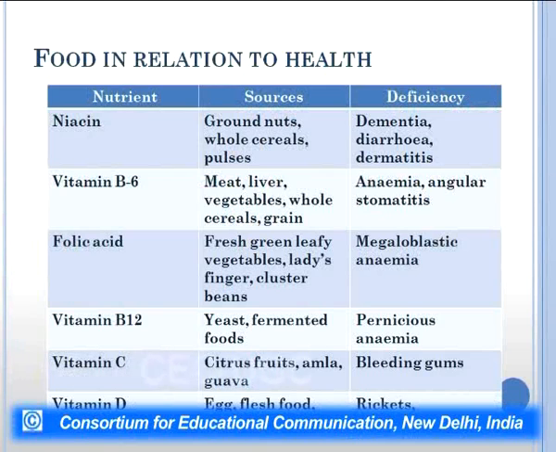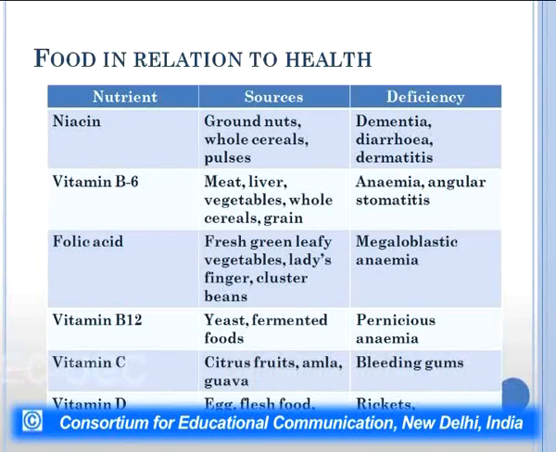Then the next nutrient is niacin. Niacin is also a vitamin B complex. Sources are groundnuts, whole cereals and pulses. Deficiency may lead to 3D disease: dementia related to the brain, diarrhea related to the digestive system, and dermatitis related to the skin. Vitamin B6 is present in meat, liver, vegetables, whole cereals and grains, and deficiency leads to anemia and angular stomatitis. Vitamin B12 is present in yeast and fermented foods, and deficiency may lead to pernicious anemia.